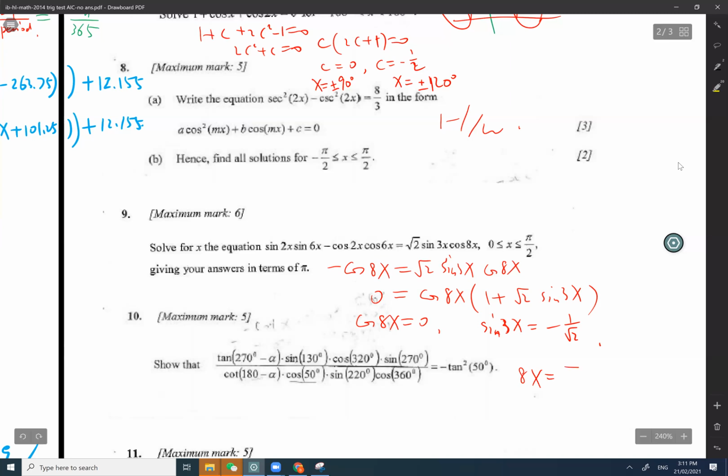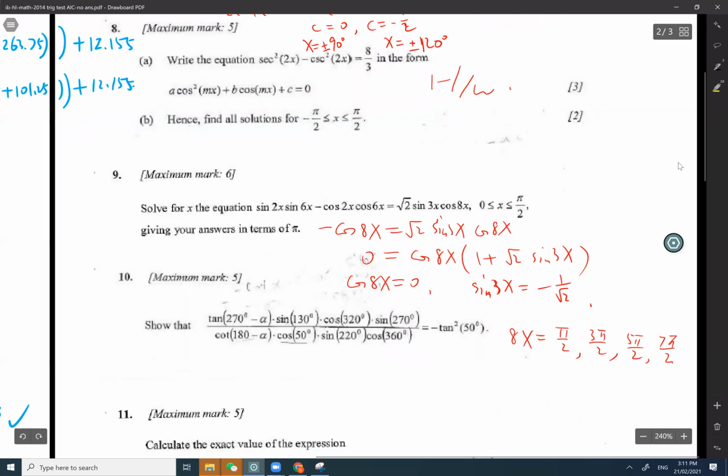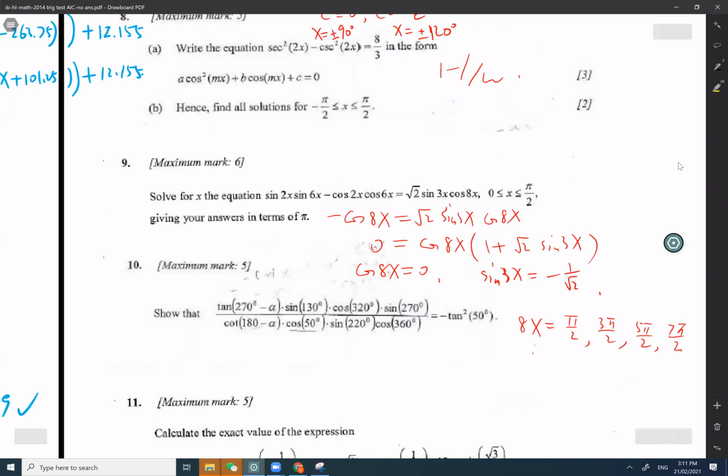Pi over 2, 3 pi over 2, 5 pi over 2, 7 pi over 2. That's too much? Not too much. 9 pi over 2 is too much. So here you got pi over 16, 3 pi over 16, 5 pi over 16, 7 pi over 16. Less than half pi.